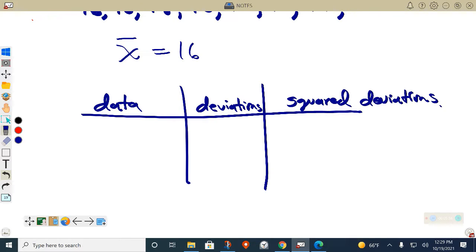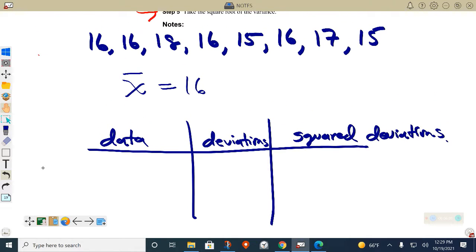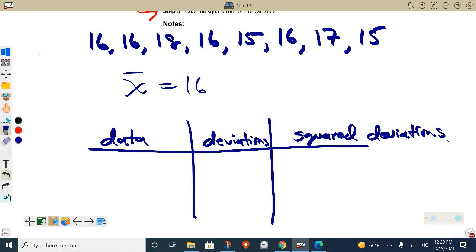Okay, so far so good. We're only going to do one example. All right, what's my data? Well, it's right here. I'm going to put them in order from least to greatest. You don't have to do that, but I'm going to do it for our sake.